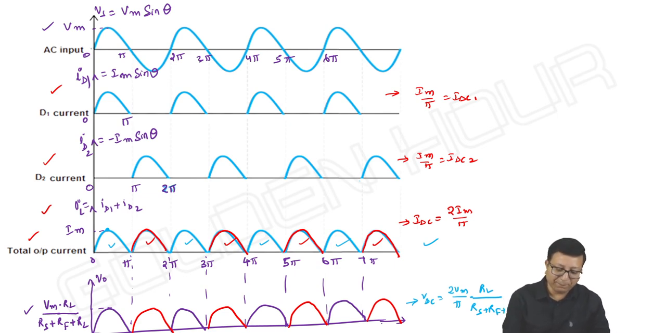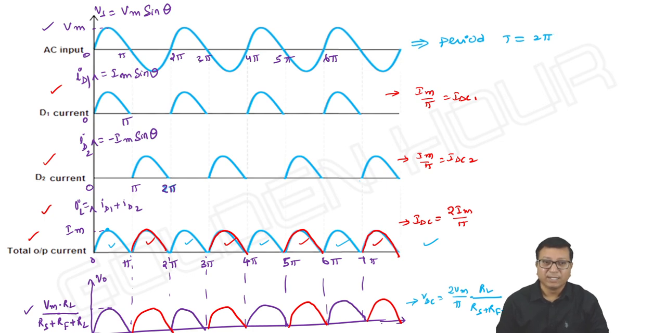Before that, what is the period of the input signal? The period of Vs is 2 pi. And what about the period of IL or V0? For IL, whatever you have from 0 to pi, the same thing is repeating. So let me write its period as T dash, which is equal to T by 2, half of it, or I can write here it is pi. And what about the period of the output voltage? That is also T dash is equal to T by 2 or pi. Time period is half, frequency will be double.